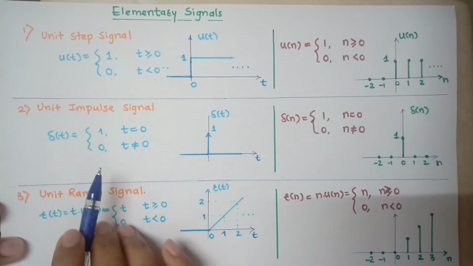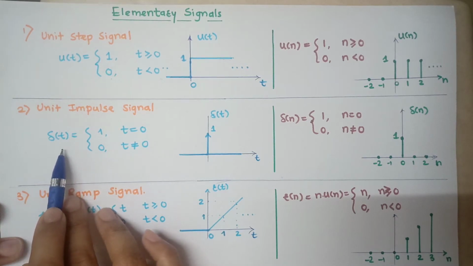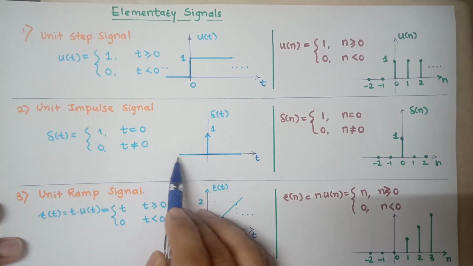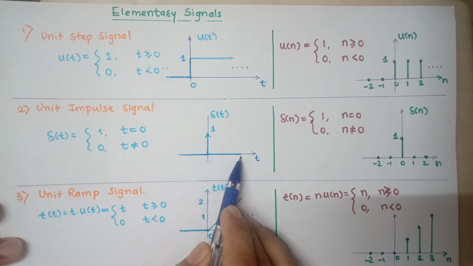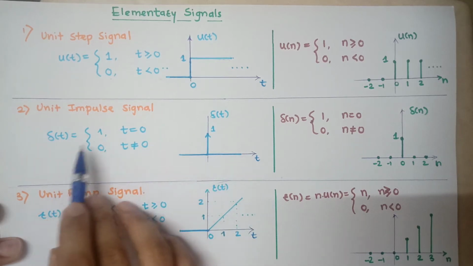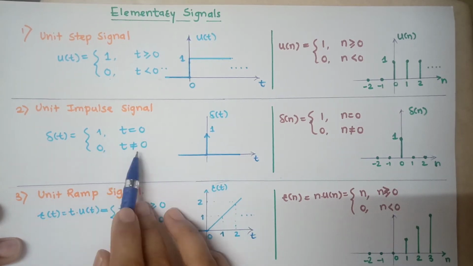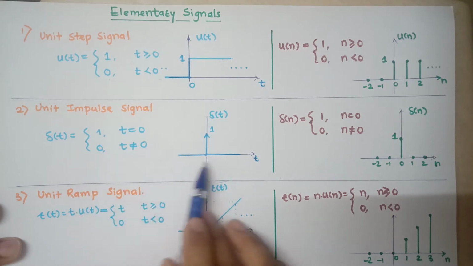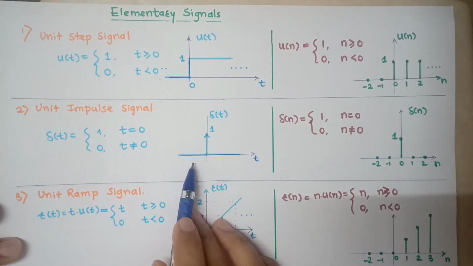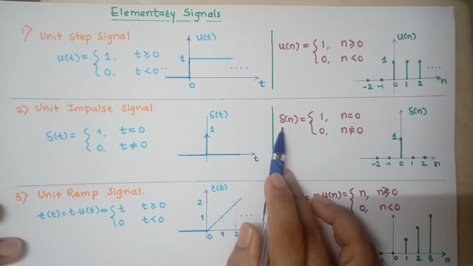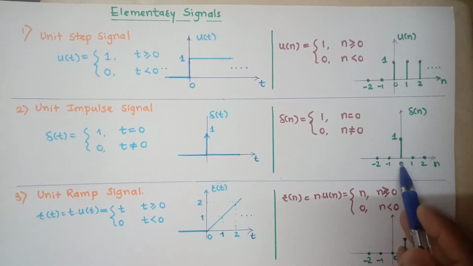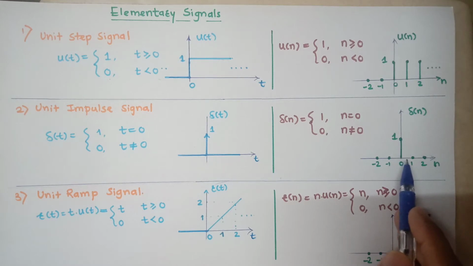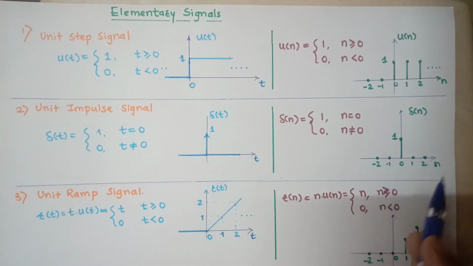Unit impulse signal. It is called del of t. It's an impulse. The signal is 0 and suddenly it becomes 1 and drops to 0. Del of t is equal to 1 only at t equal to 0, otherwise it is 0. For all the other values it is 0. Similarly, in discrete time, del of n is equal to 1 for n equal to 0. You can see that only at n equal to 0 the signal amplitude is 1, and it is 0 elsewhere.